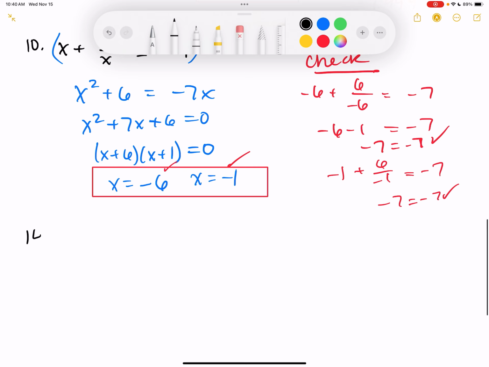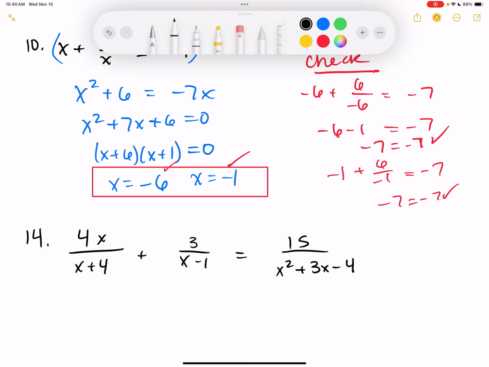14. We've got 4x divided by x plus 4 plus 3 divided by x minus 1 equals 15 divided by x squared plus 3x minus 4.